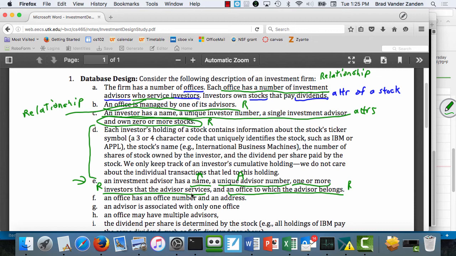Okay, an office has an office number and an address. Are the attributes entities or relationships for F? The office number is an attribute, and address. They're both attributes. Very good. Okay. G, an advisor is associated with only one office. What is that? Relationship. Okay, an office may have multiple advisors. Relationship, because advisors is a relationship between office and advisors.